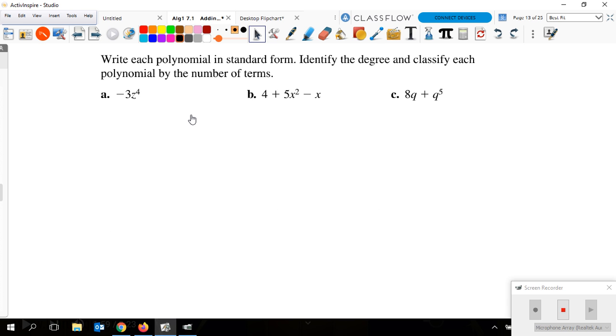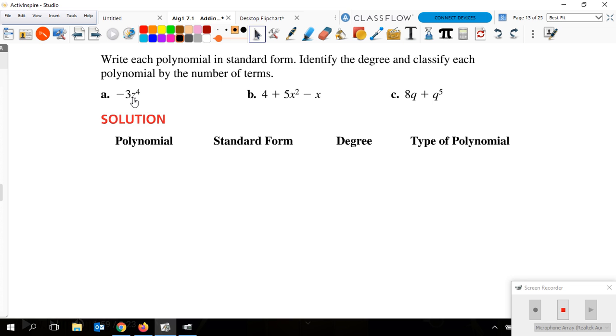Here's another one that we can just watch. Write each polynomial in standard form, identify the degree, and classify each polynomial by the number of terms. So again, we have right here polynomial, so the name, standard form, degree, and type of polynomial. We're going to do this in just a moment on our extra practice.